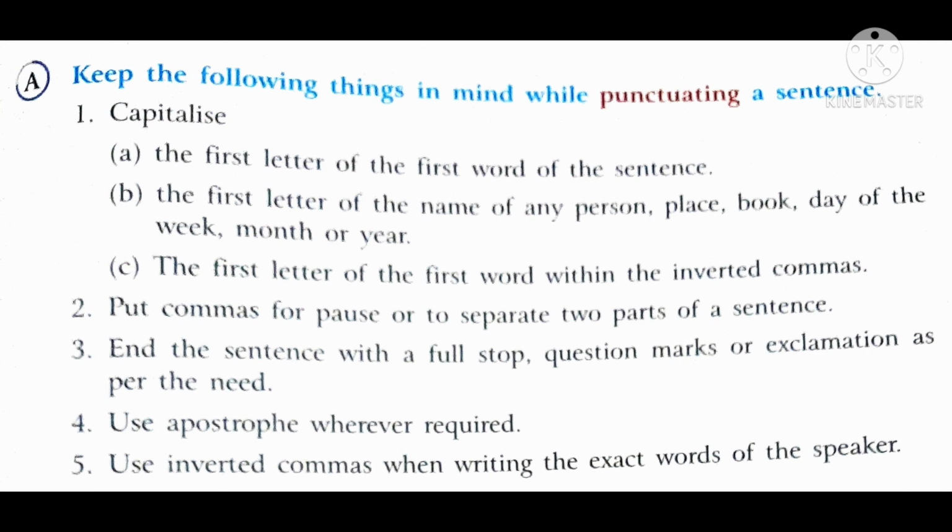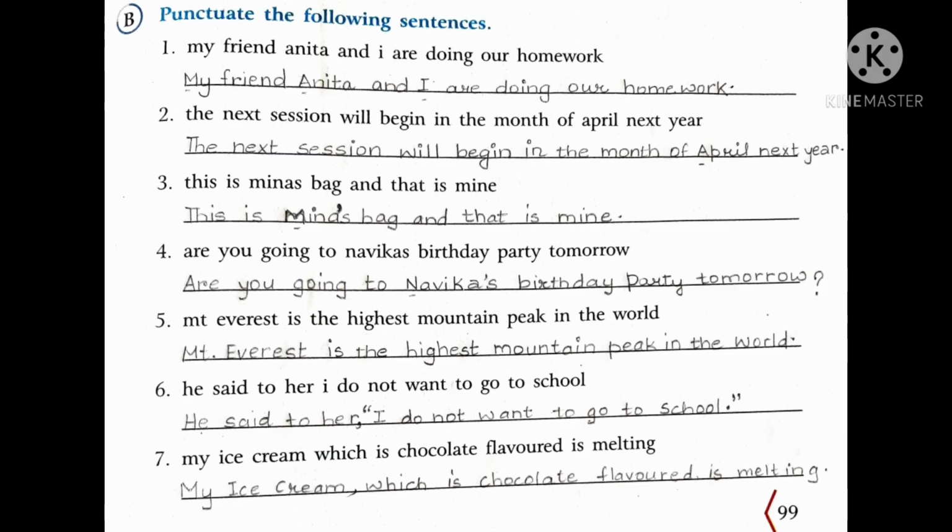Okay, children? So you have to keep in mind these things. These are very necessary to have effective writing. Now we will do the written work. Punctuate the following sentences. So we have to put capital letters, commas or question mark, full stop, apostrophe or inverted comma whenever it is required. It should be done according to the sentences.